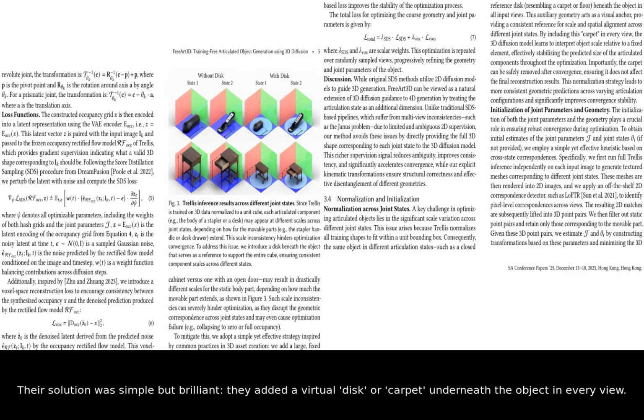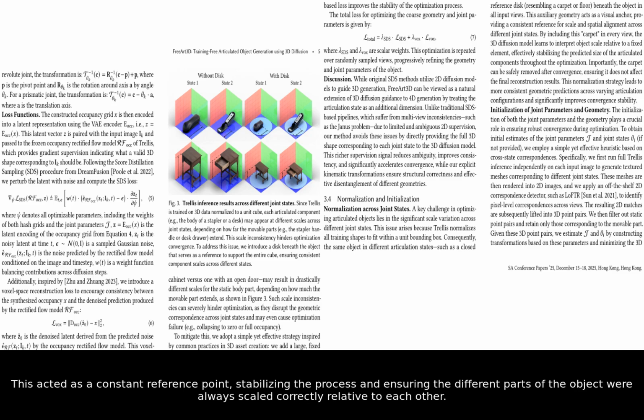Their solution was simple but brilliant. They added a virtual disk or carpet underneath the object in every view. This acted as a constant reference point, stabilizing the process and ensuring the different parts of the object were always scaled correctly relative to each other.